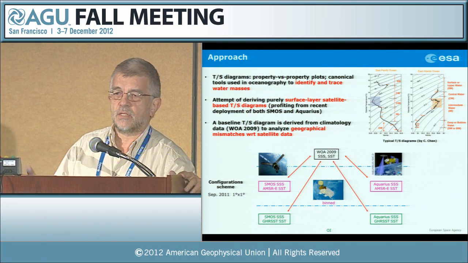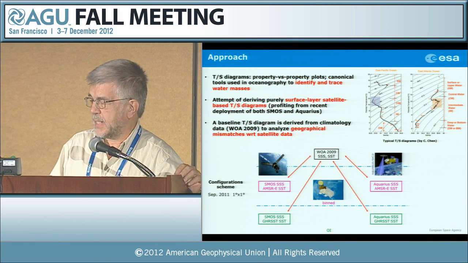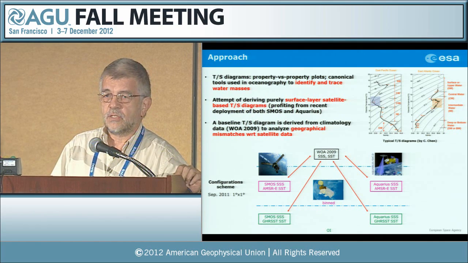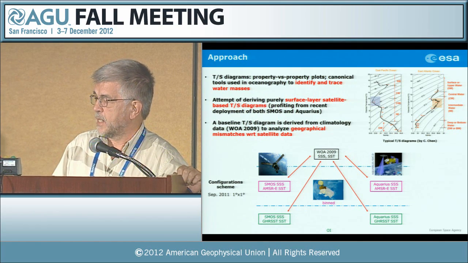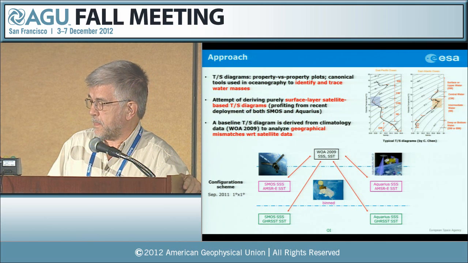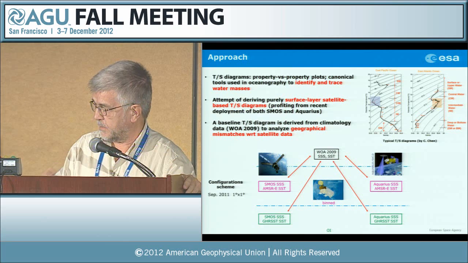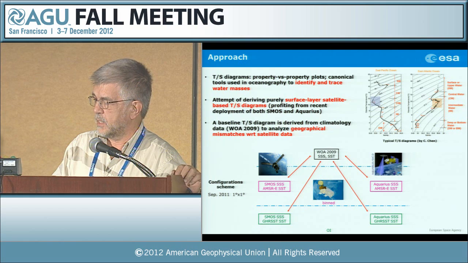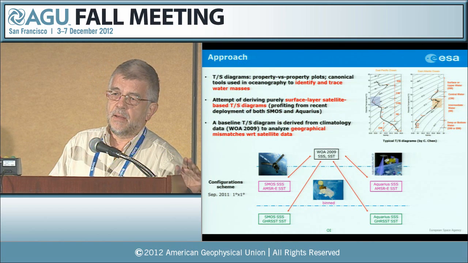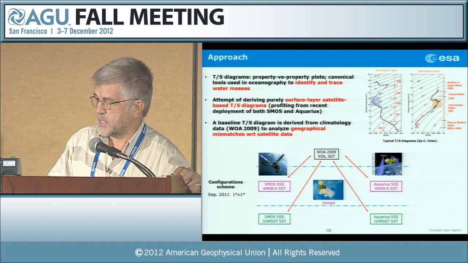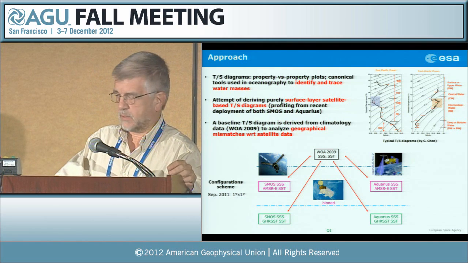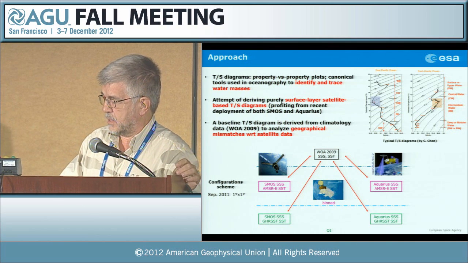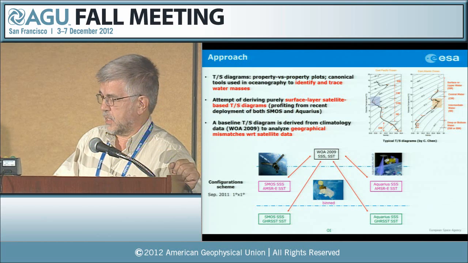Usually it's used in the vertical, but here the idea is how we can do this in the surface ocean using satellite information. So, what I will present here: first we have a sort of reference data set that is climatology. With this, we build some kind of benchmark TS diagram for comparison to satellite retrieved diagrams. And then we are using different configurations for this analysis.